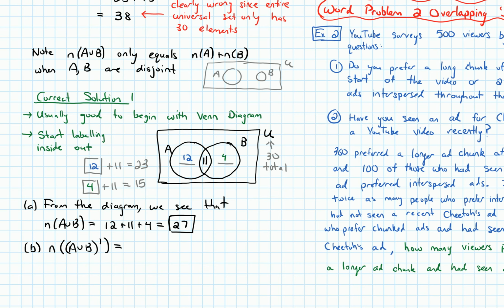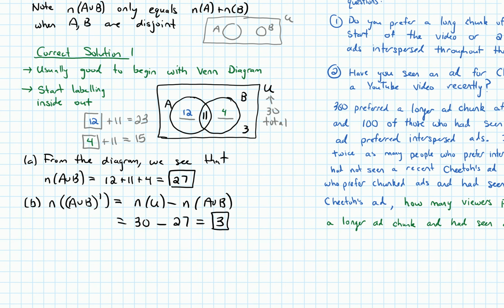So let's write down what I mean. I'm going to do the number of elements in the whole universal set minus the number of elements in the union, because I don't want to count those. So the whole universal set, there were 30, and then minus, we just found there's 27 elements in the union, and that gives us 3. And that is going to be how many elements are out here in this region.